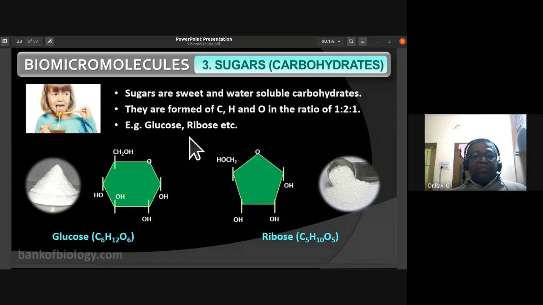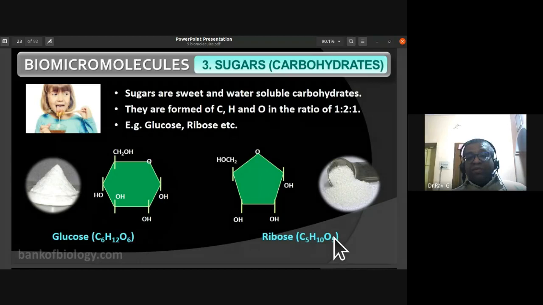Example, glucose, C6H12O6. So you can notice that the ratio of carbon is 1 and oxygen is 1, whereas hydrogen is 2. You can notice the 1 is to 2 is to 1 ratio in case of glucose structure, C6H12O6. So it is a hexane ring, and you notice they would be having the OH group and CH2OH group apart from this carbonyl group.